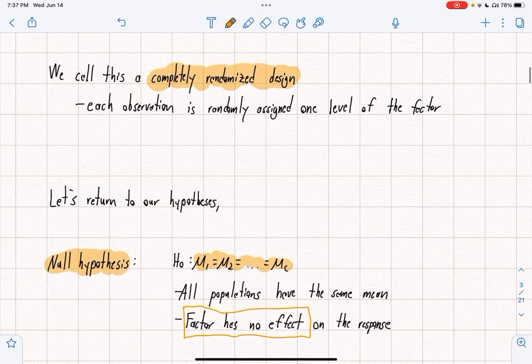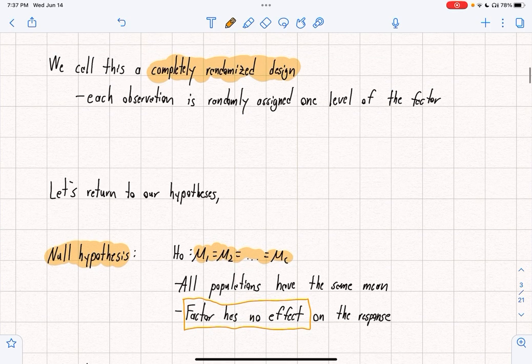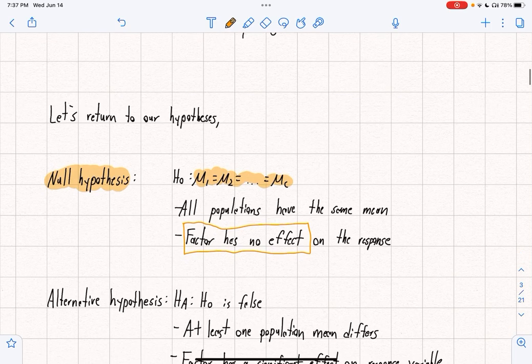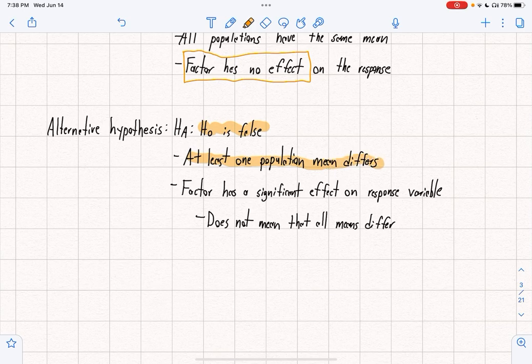So in our case, that means regardless of which continent you're coming from, traffic congestion is largely the same. Now let's look at our alternative hypothesis, which is that the null is false, which means at least one population mean differs, meaning that the factor does actually have a significant effect on the response variable. Of course, we already talked about that doesn't mean they're all different. It just means at least one.